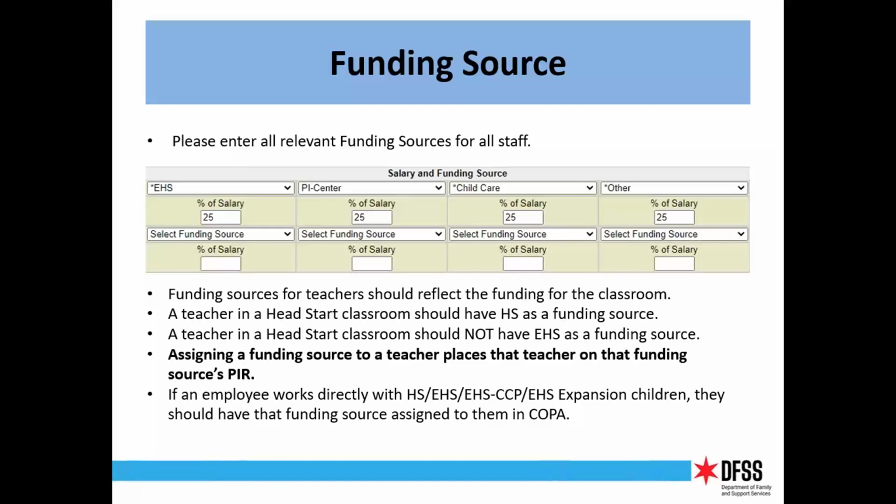a job title of teacher and Head Start is one of their funding sources, they will show up as a teacher on the Head Start PIR. So if you don't want them there because they're in a classroom with birth to 3 children, they should not have 3 to 5-year-old funding on there. So again, if you've got a Head Start classroom, Head Start must be one of the funding sources, and Early Head Start should not be, because your Head Start teacher should not be on the Early Head Start PIR.